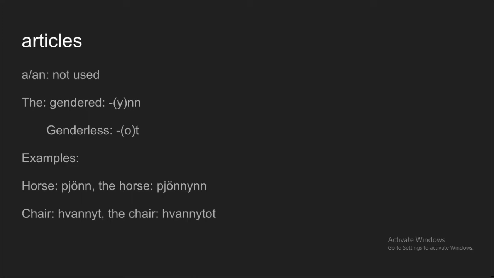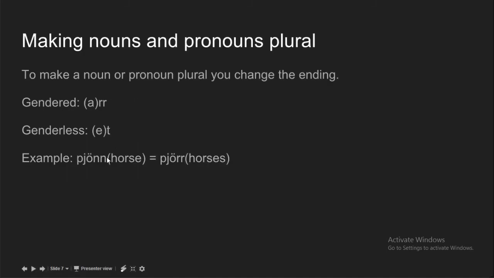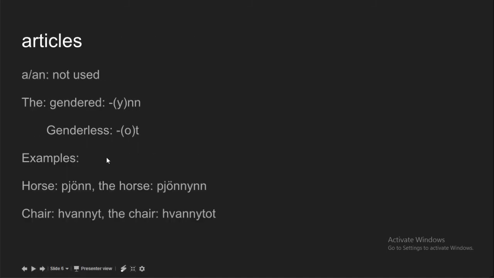All right. So, in the examples, pjön for horse. Well, it doesn't really mean horse, but horse is the closest thing to how this animal is actually used in my conworld. So for now, I'll call it a horse until I get more into the lore part of this language. But if you want to say the horse, you say pjönnen.